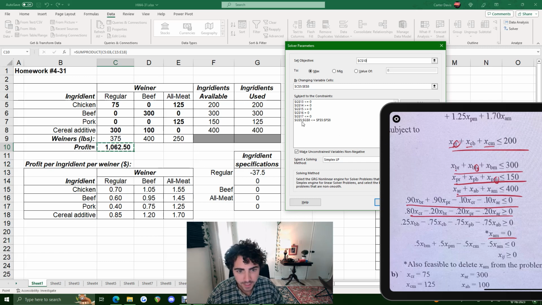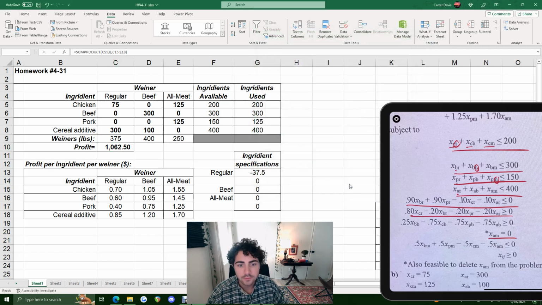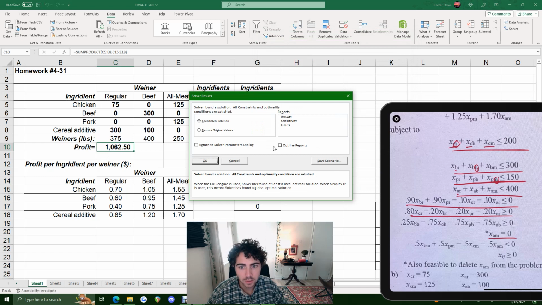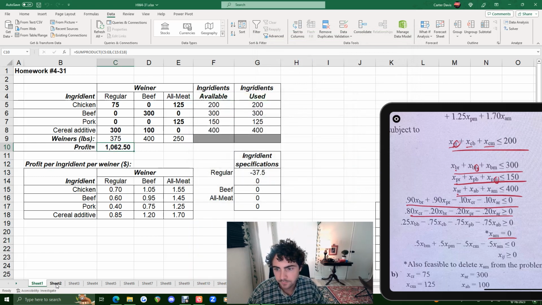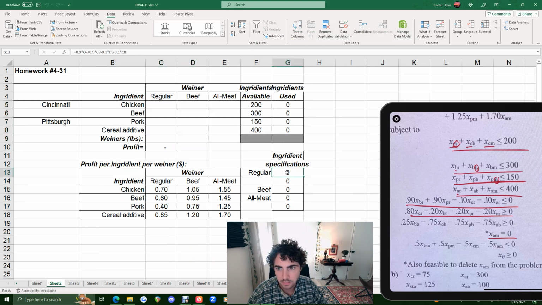And then this last one is just all of these ingredients used have to be less than or equal to all of these ingredients available. And then they hit solve, and it gives them that. So I tried to do a blank sheet to imagine what they should have been before it got solved, which I think this is it.